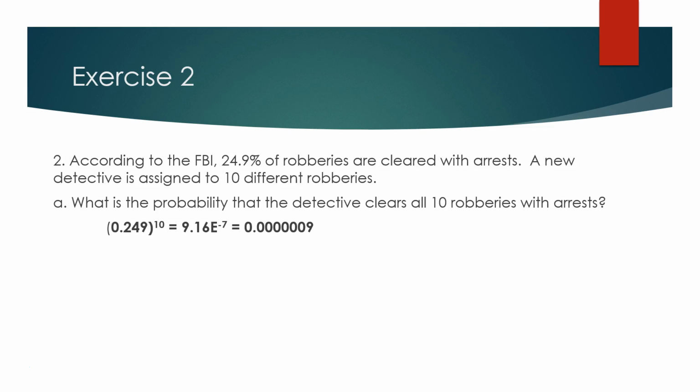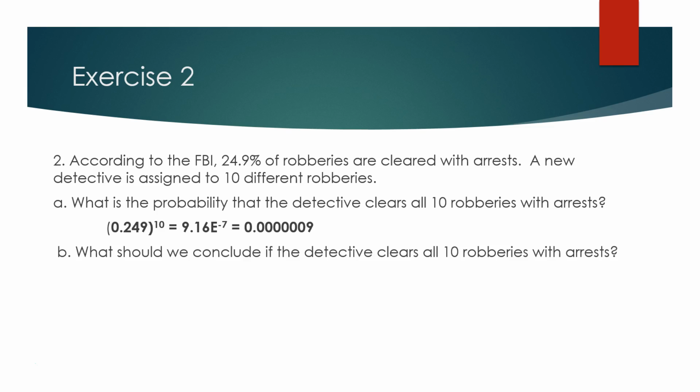The probability that the person clears 1 is 0.249, but they're having 10 crimes, and we're going to assume that they behaved at the rate of everybody else. So we're saying, if they were the average, how would they perform if they cleared all of these? Well, basically, this is 0.00009%. So it's pretty unlikely that a person that was put on 10 robberies would clear them with arrests.